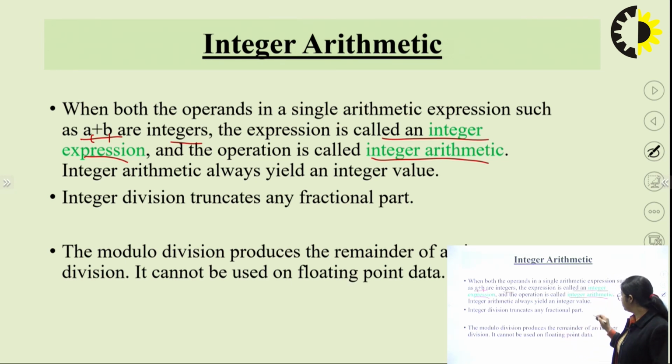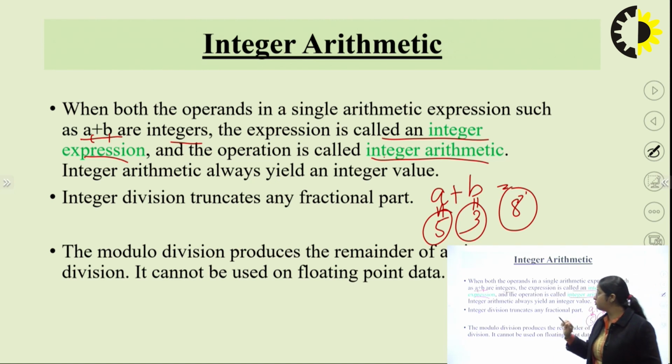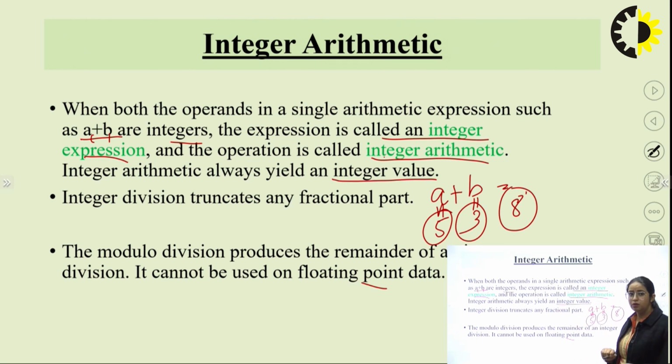I think it will be clear to you like this. If I am taking a plus b, and the value of a is 5 and the value of b is 3, the output will be 8. The 5 and 3 are both of integer type, so it will give you an integer output. So this expression is known as an integer expression and the operation happening here is an integer arithmetic operation. One important thing: integer arithmetic always gives you an integer value. The resultant value is an integer value. We do not get any fractional part here.